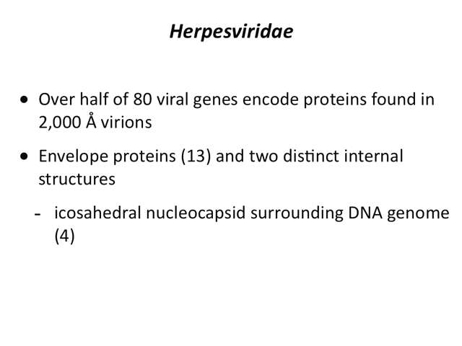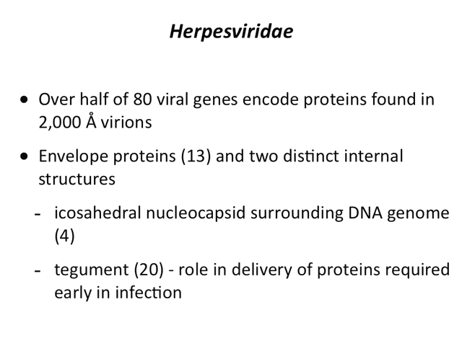So there are 13 envelope glycoproteins and 2 distinct internal structures. There's an icosahedral nucleocapsid that surrounds the DNA. This is made up of 4 different proteins. So this is a typical icosahedron. It has a T number. We know the number of subunits of it. It also has what's called a tegument made of 20 different viral proteins, which is surrounding the nucleocapsid, and it's involved in delivering proteins required early in infection.